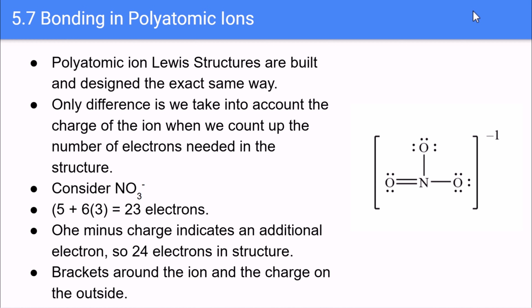And then lastly, because it is an ion, very similar to how we do ionic bonding, we put brackets around the ion and put the charge on the outside. So very similar rules apply. The only thing we need to take into consideration is the actual charge of the ion itself.